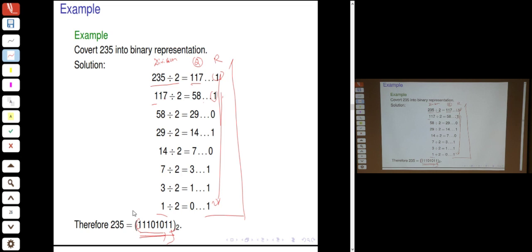So this is a natural description, an algorithm, of how to obtain the binary representation of a number which is given to you in decimals. Okay? Any questions?